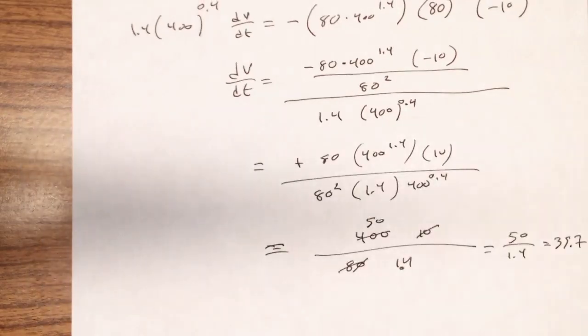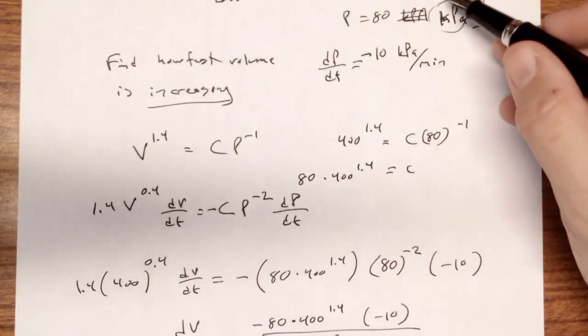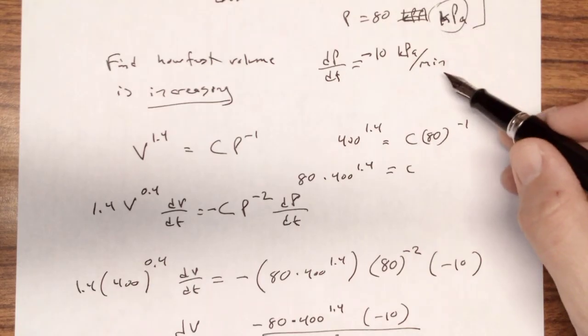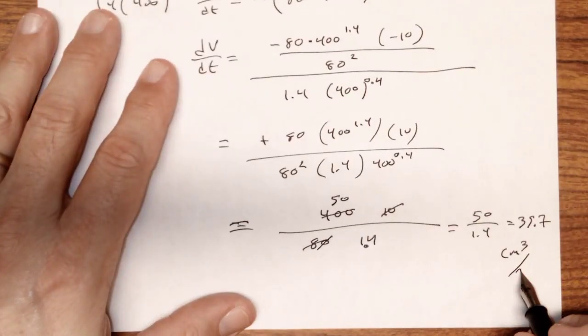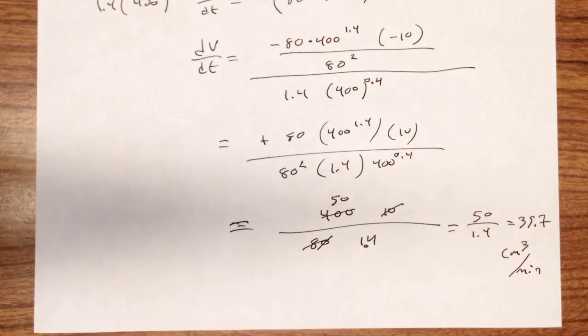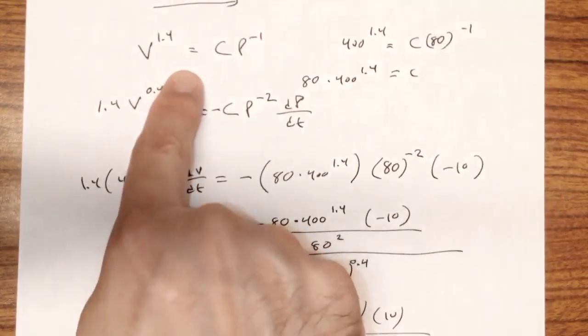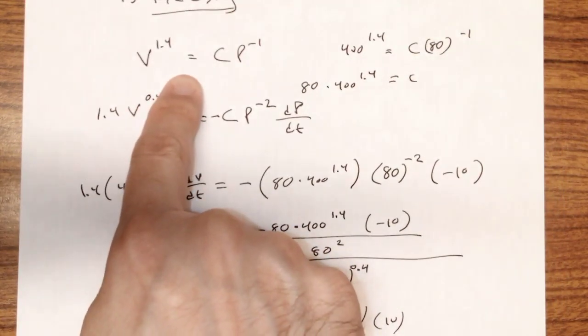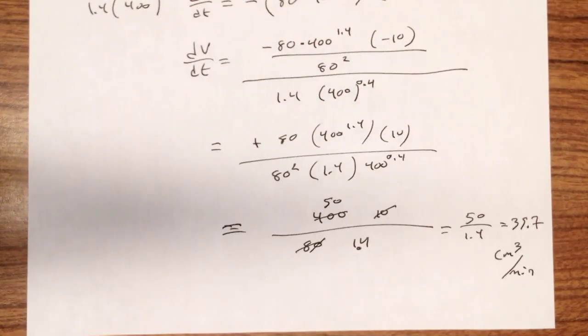$35.7 what? This is change in volume. Volume was in cubic centimeters. Time was in minutes. This is centimeters cubed per minute. And the volume is getting bigger because the pressure is getting smaller, and pressure is inversely proportional to volume. Well, volume is the 1.4.